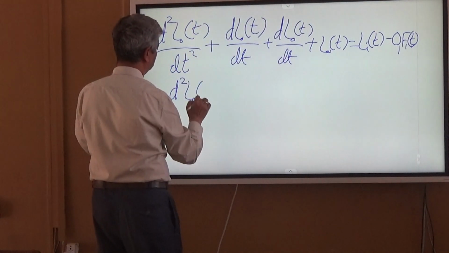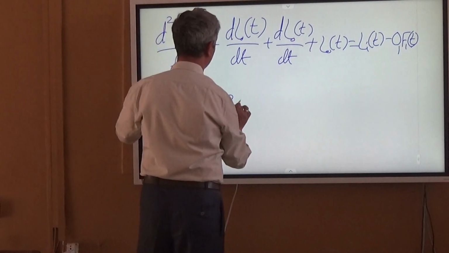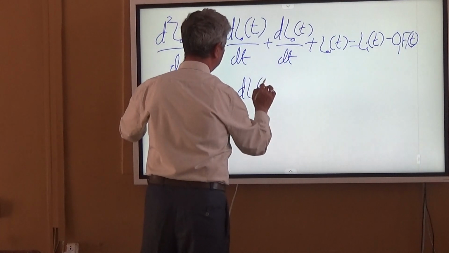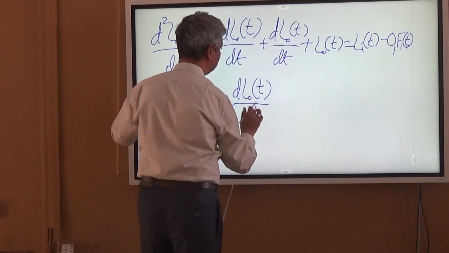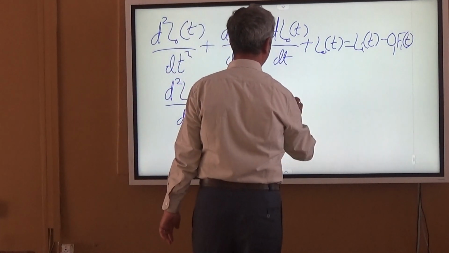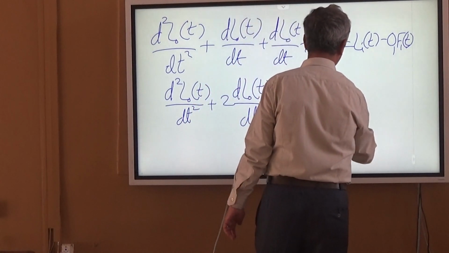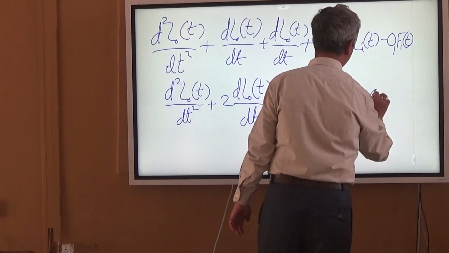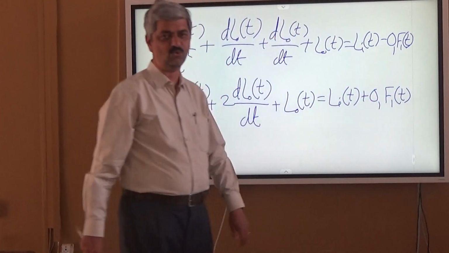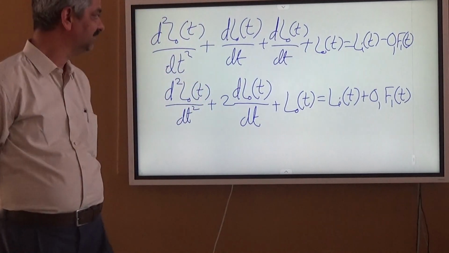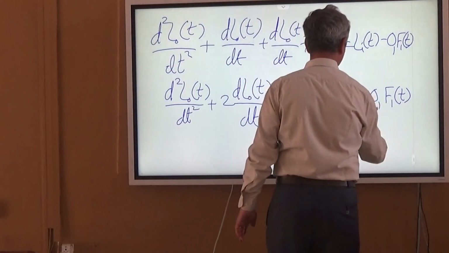So what we get? d2LOT upon dt square plus 2 dLOT upon dt plus LOT is equal to LinT minus O1 F1.